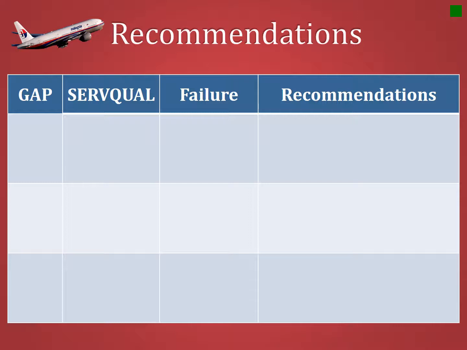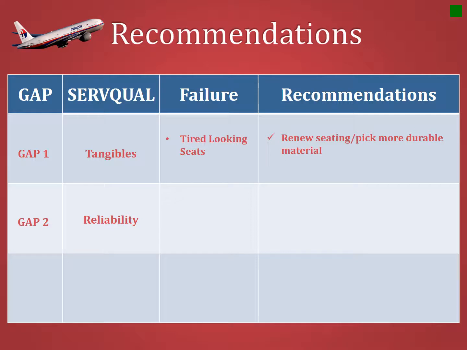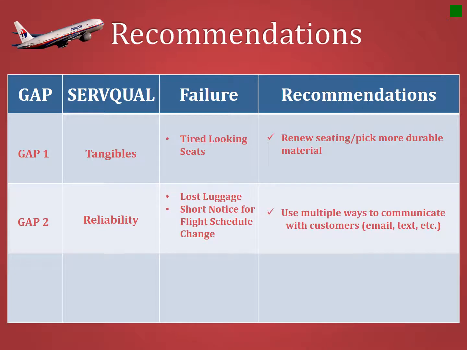Here we provide recommendations for the above issues. For the gap 1 tangible issue about tired-looking seats, we suggest the airline can renew the seats or pick more durable materials to improve the quality of seats. For the gap 2 issues about the lost luggage and the short notice of flight schedule changes, we understand that both airport and airline are taking care of this part, but the airline can consider using multiple ways to communicate with customers, such as emails, phone calls, and text messages to keep customers posted.